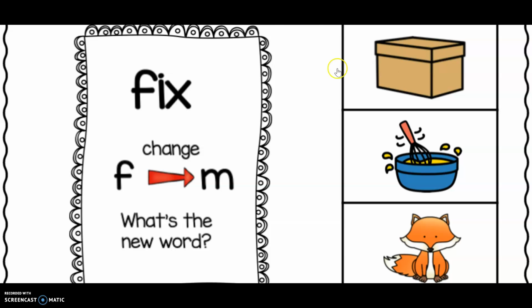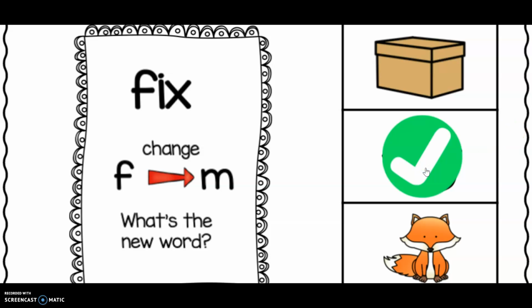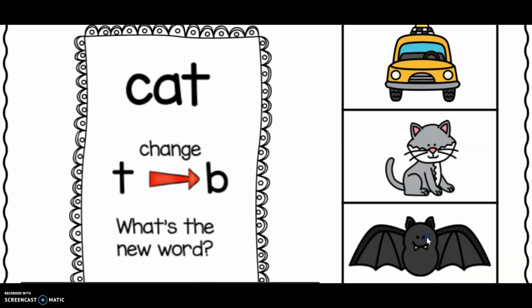Okay, so we have the word fix, and we want to change the sound. Okay, so let's swap that sound. Ready? Fix. We want to change the i to o. Fox. I'm going to click on the fox. Now let's see what happens if I clicked on the wrong one. Oh, it went to a new one. Let's do another one. Ready?